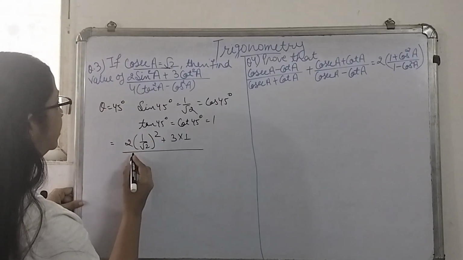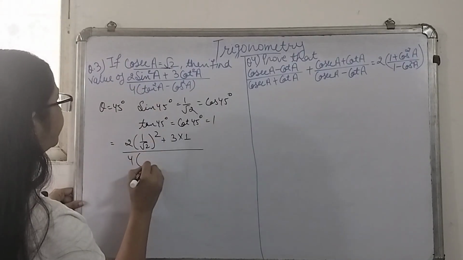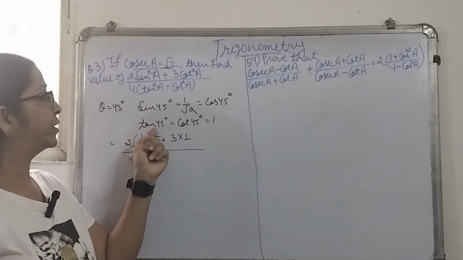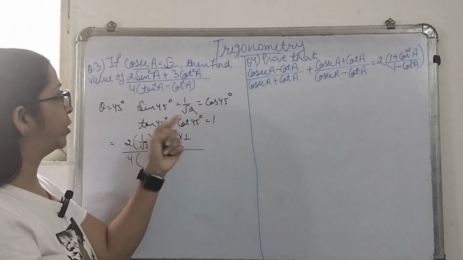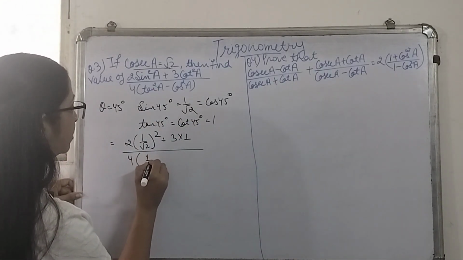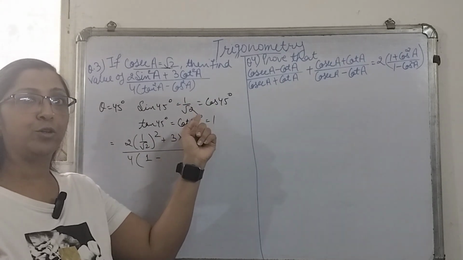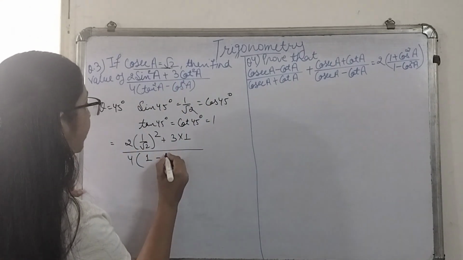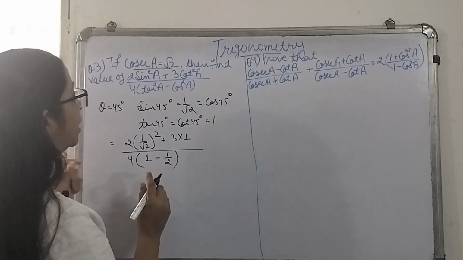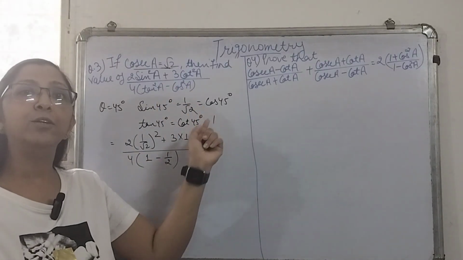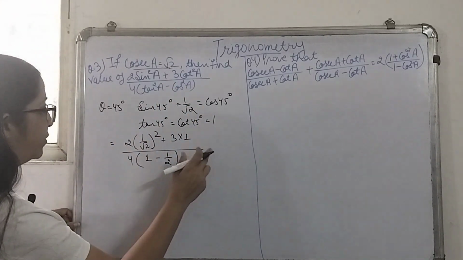In the denominator it is 4 times tan square A. The value of tan 45 is 1, so tan square 45 will also be 1, minus cos square A. The value of cos 45 is 1 upon root 2, so square of 1 upon root 2 will be 1 upon 2. So we will solve it further.